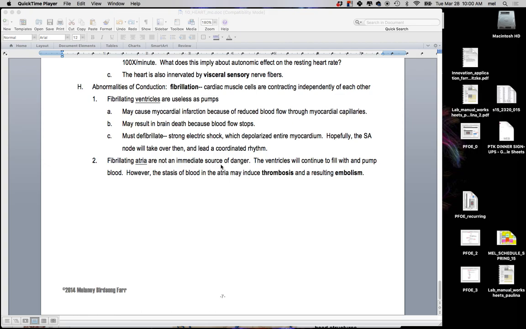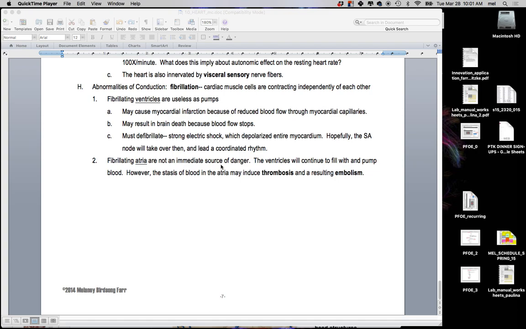So I want to talk about electrical versus mechanical activity of the heart. Mechanical activity of the heart is what people generally associate with what the heart does, which is when the chambers contract and relax, or the valves open and close. That's all mechanical activity. The mechanical activity of the heart is ultimately controlled by the electrical activity of the heart.